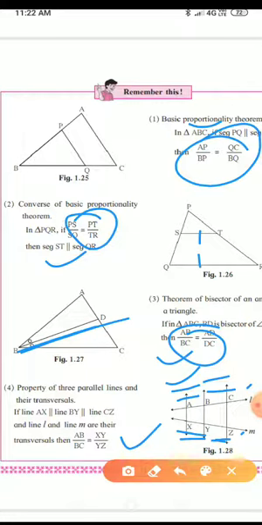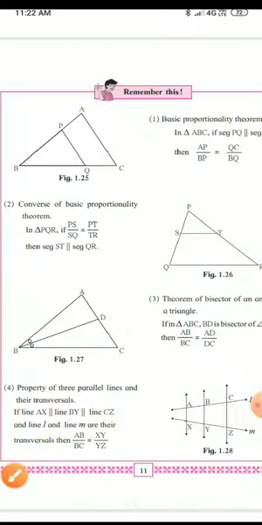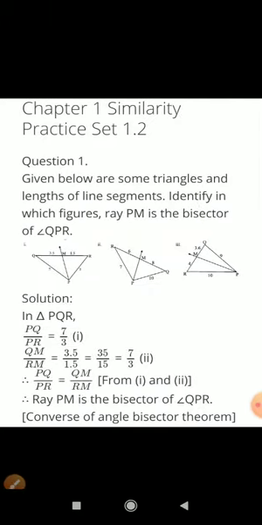Based on this is practice set 1.2. So now we are going to start practice set 1.2. See question number 1. Given below are some triangles and lengths of line segments. Identify in which figure ray PM is the bisector of angle QPR.